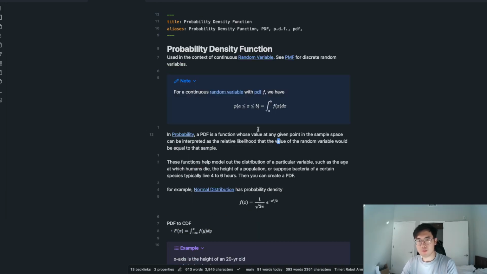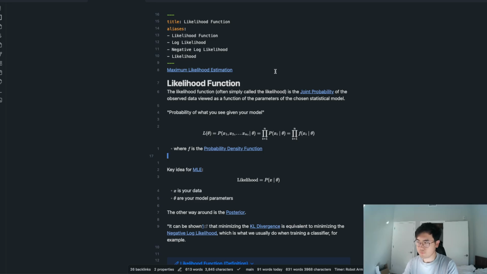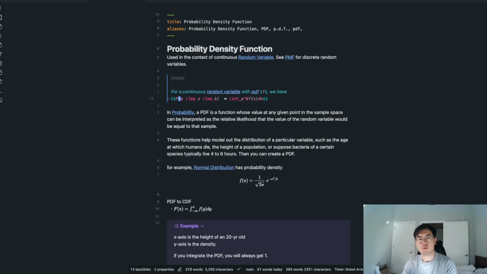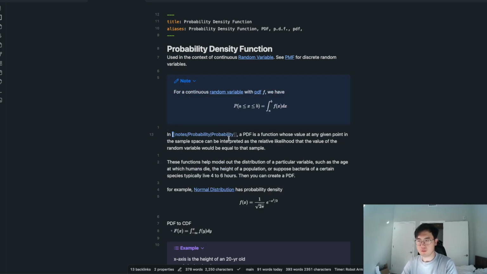How do I not know what a PDF is? It's the area under the curve. It's the density. It essentially is a function such that the integral between a and b of f of x dx is equal to the sum of the probabilities from a to b, right? Yeah, that's what I was trying to say.